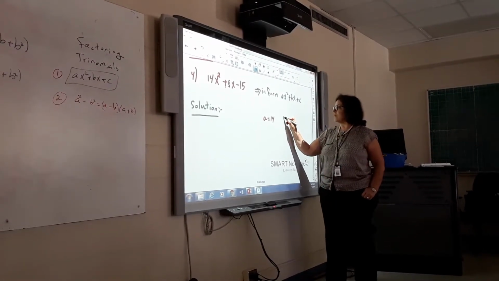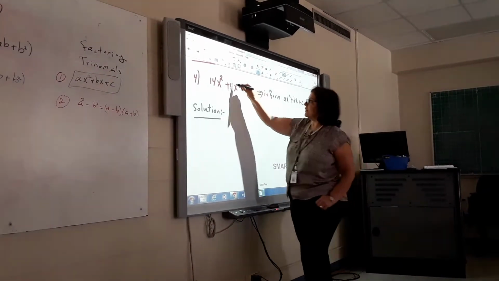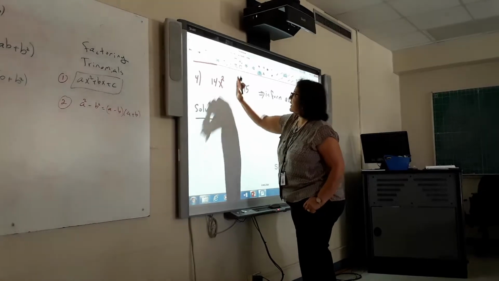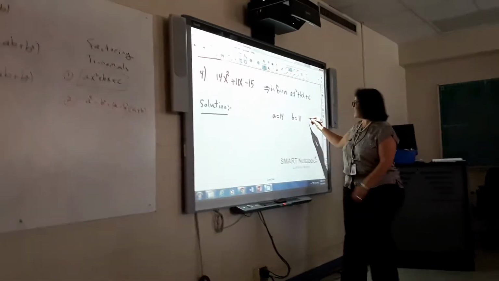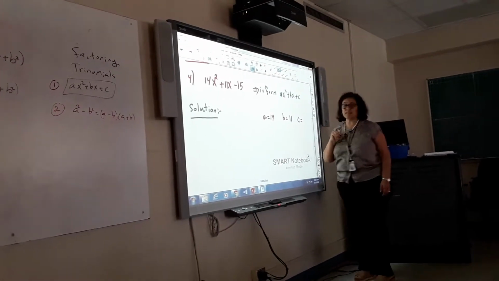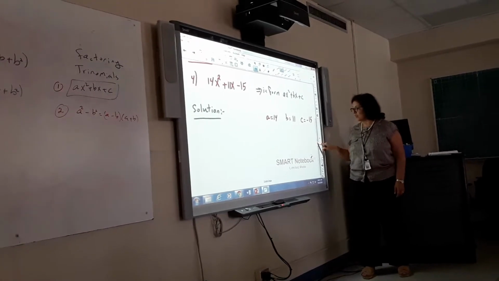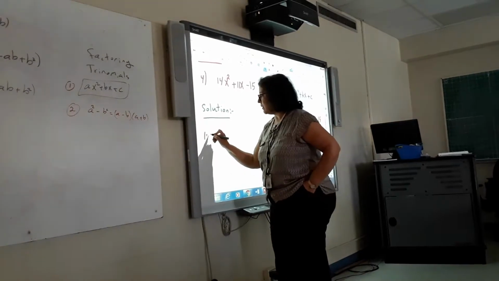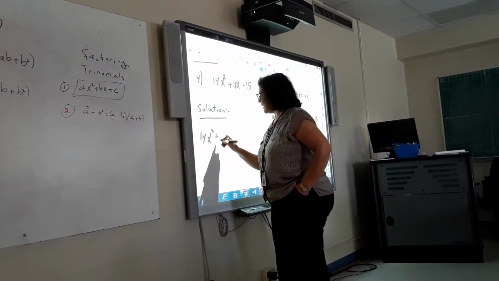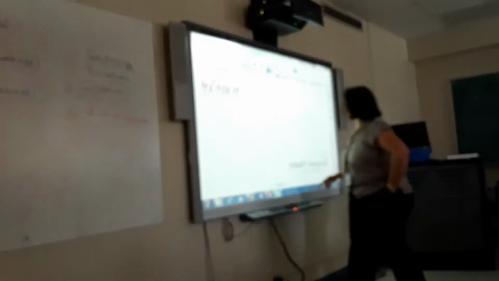b equals what? 11. I will make sure that is clear, because it is plus 11x. And c, which is always the constant, is equal to what? Negative 15. Now everyone hold your calculator. I'm going to write this one, 14x squared plus 11x minus 15.